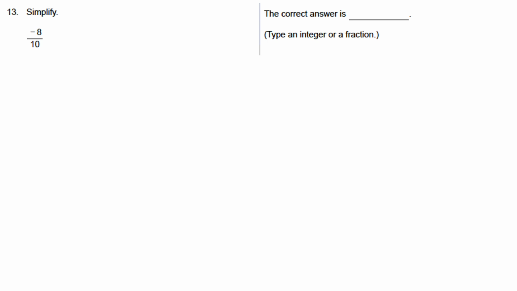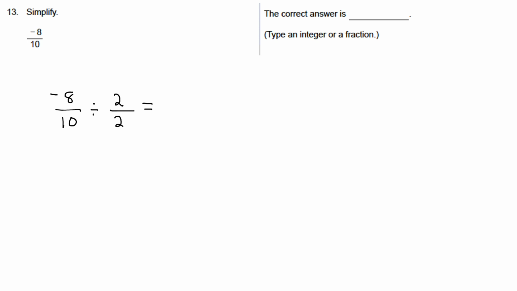The first question asks us to simplify -8 over 10. To do this, we want to see if there is a number that both 8 and 10 are divisible by. So what number can you think of that divides evenly into 8 and also divides evenly into 10? Well, both 8 and 10 are even numbers, so I know that they're both divisible by 2. So I'm going to divide the top number by 2 and the bottom number by 2. It's important that you divide both the top and the bottom by the same number.